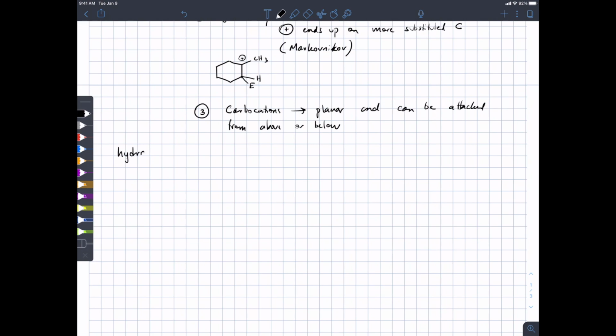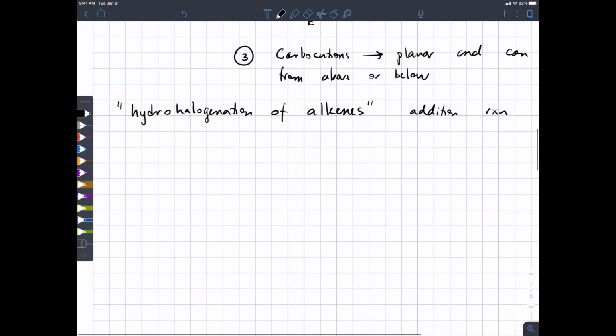And your text calls this example hydrohalogenation of alkenes or olefins. This is a reaction that we'll call an addition reaction for reasons you'll see in a minute, and it is basically a backwards elimination reaction. It's the opposite of an elimination reaction.